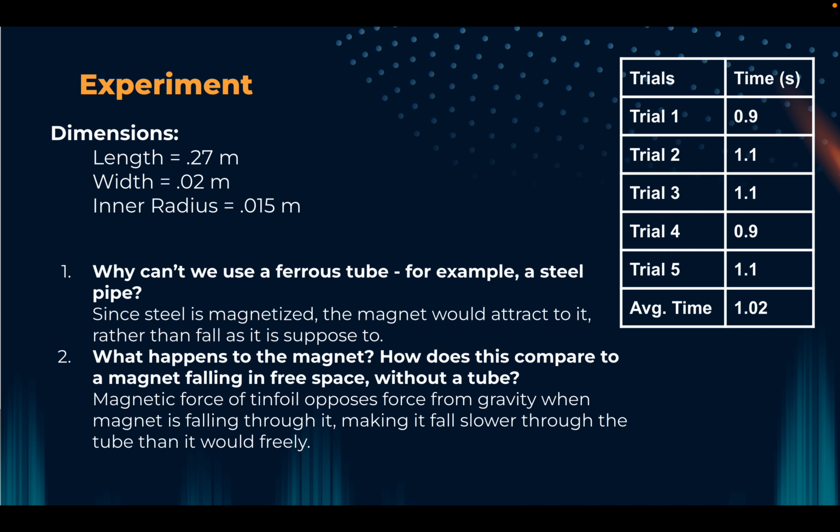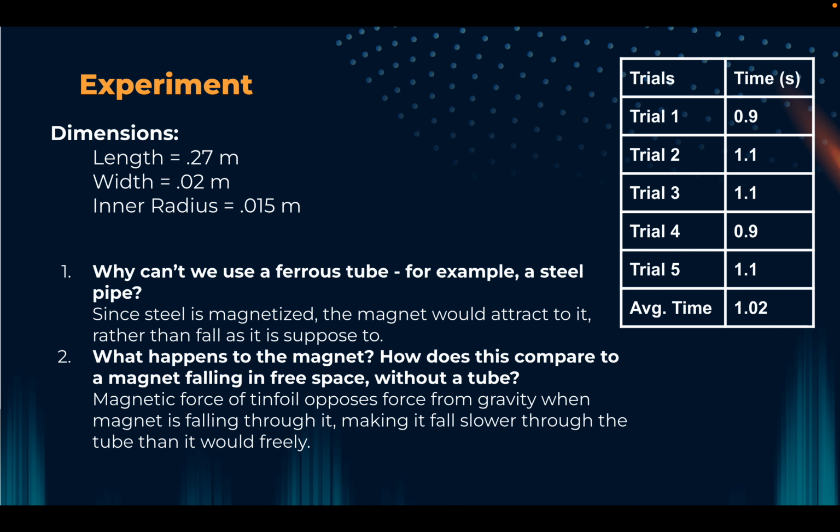And the follow-up questions to this part of the experiment were, why can't we use a ferrous tube, for example, a steel pipe? And the reason for that is since steel is magnetized, the magnet would attract to it rather than fall as it's supposed to. So we'd have nothing to time the fall there.